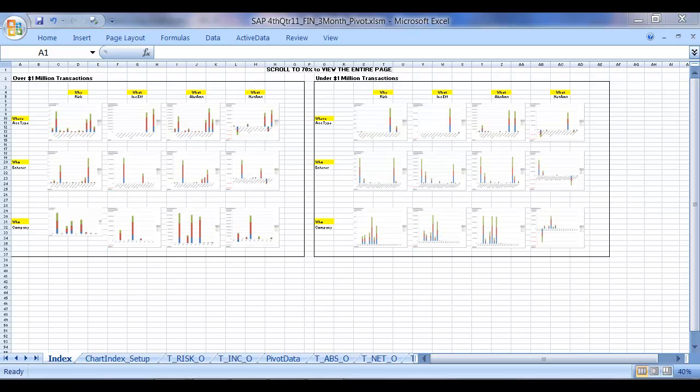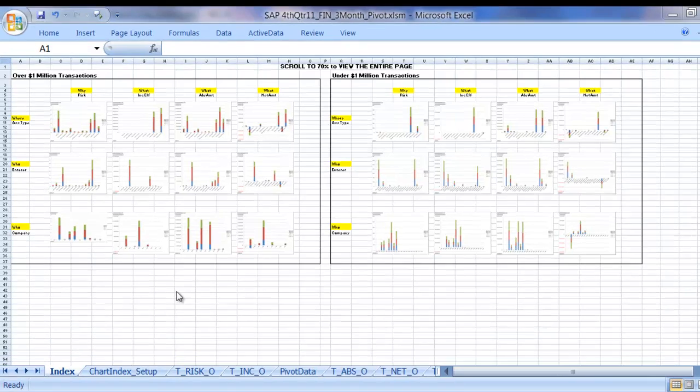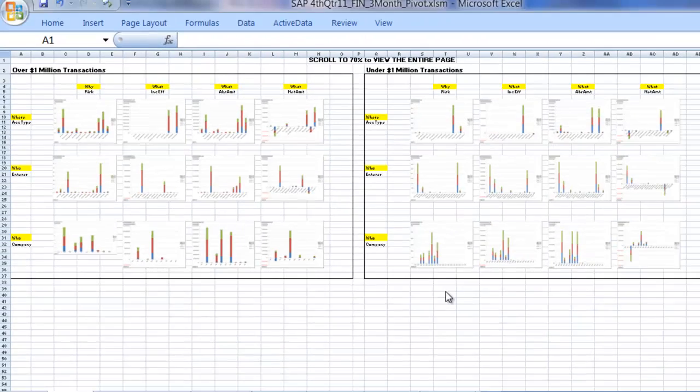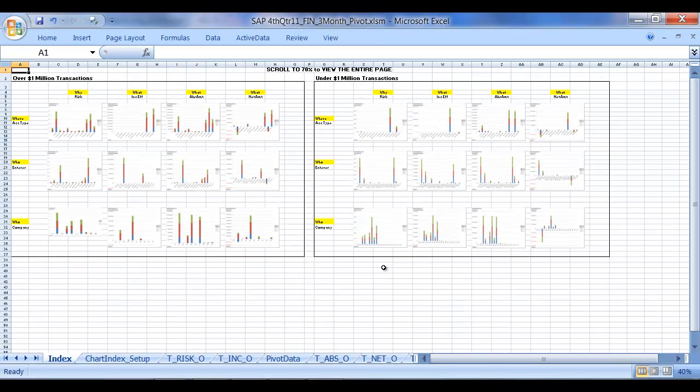We utilize these scores by summarizing them, in this case, in a 3-month pattern. You can see that there are green, red, and blue showing up in these graphs. And to the right, we have transactions that are under $1 million, and to the left, we have transactions that are over $1 million. And we've broken them out into two different categories.